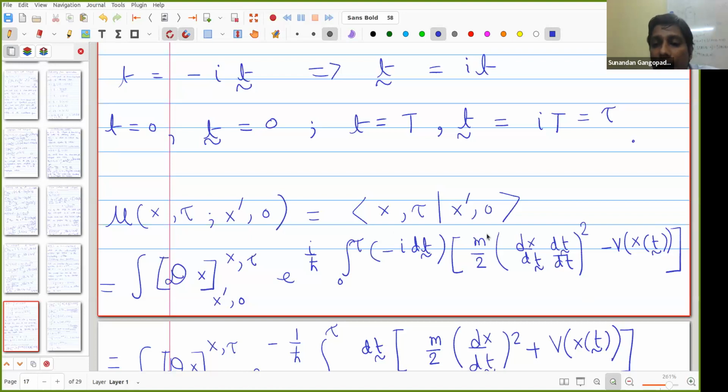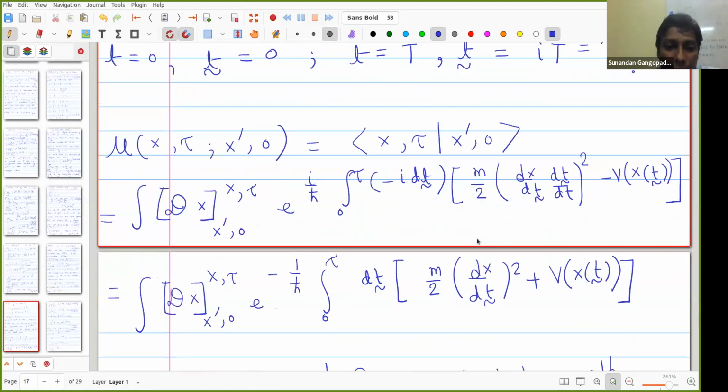And then I have m by 2 x dot squared, so that is dx dt, whole squared. I use the chain rule of differentiation and write dx dt as dx dt tilde times dt tilde dt, and then the whole square of that. And I replace v, which is a function of x, and an implicit function of time t because x is a function of time t. So I replace the t by t tilde. This is the change that I do in the path integral.